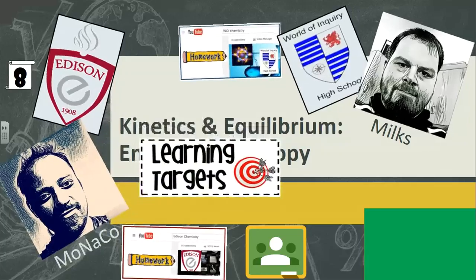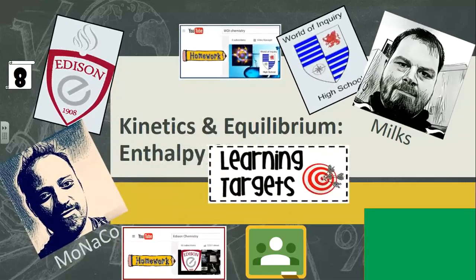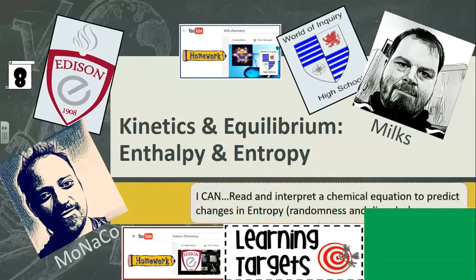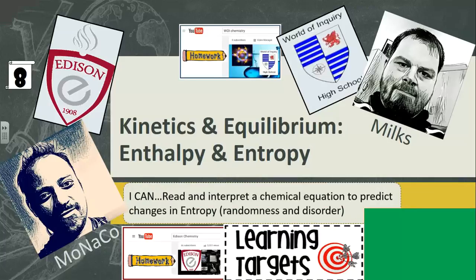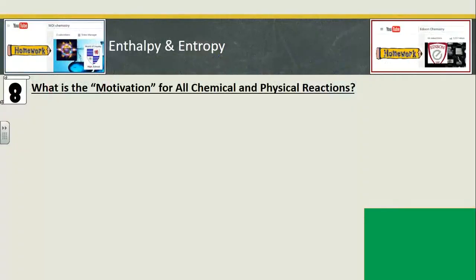Here we go. Enthalpy and entropy. Our learning target here is to read and interpret chemical equations to predict changes in entropy, which means randomness and disorder. So the things that we're going to be looking for are phase changes that create disorder and energies being released, which creates disorder.